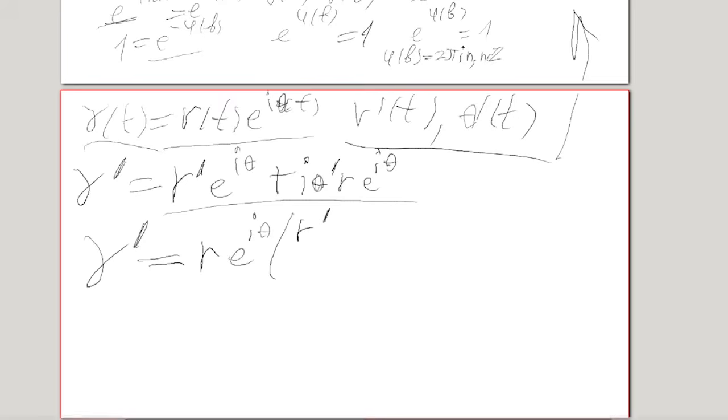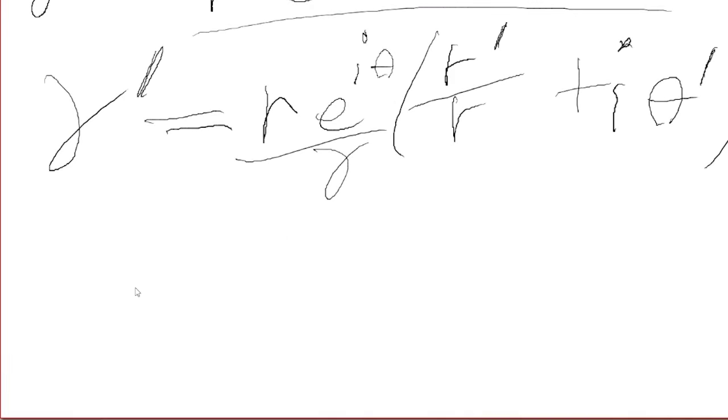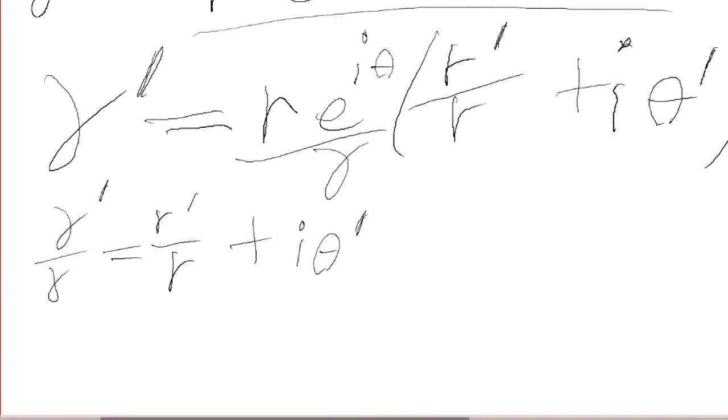is r prime over r plus, here we have this thing already, so we don't need to divide anything. So what we have left is i times theta prime. Now this is just gamma, so when we attempt to perform a division, what we get is gamma prime over gamma is going to be equal to r prime over r plus i theta prime.